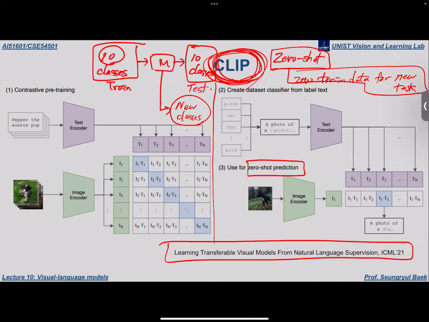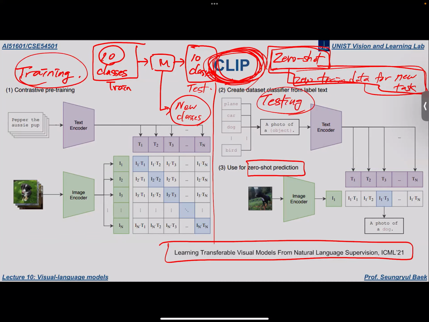And if we are given one or a few data for a new task, it is called one-shot or few-shot learning, okay? Anyway, the important characteristic of CLIP is that it can achieve zero-shot learning, okay? I will explain how it can achieve this. The left part is the training stage, and the right part is the testing stage, okay?